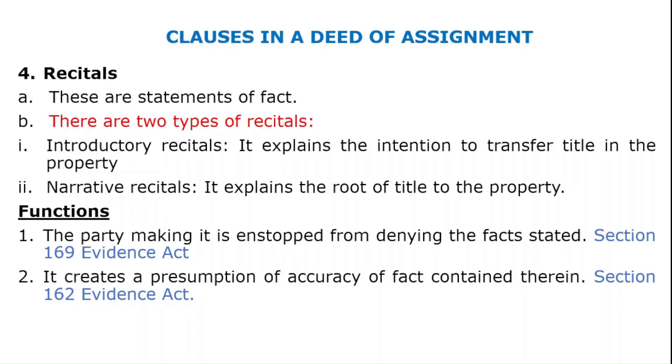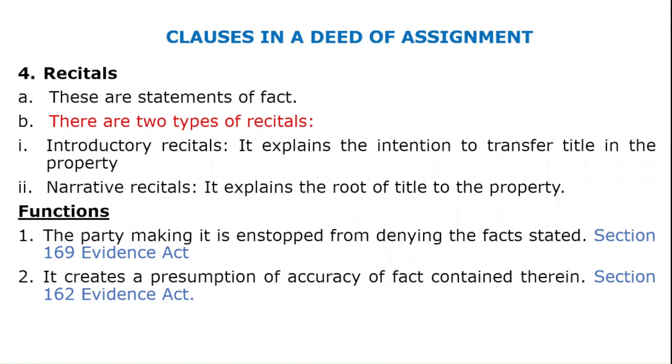So if a dispute today arises over that land, and you tender that deed of assignment, let's say the deed of assignment was executed in 1985, and this is 2025, or 2026, whichever year you are living in, the court will rely on section 162 and take the facts written in those recitals as true.